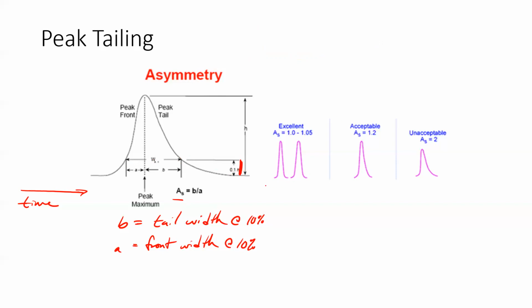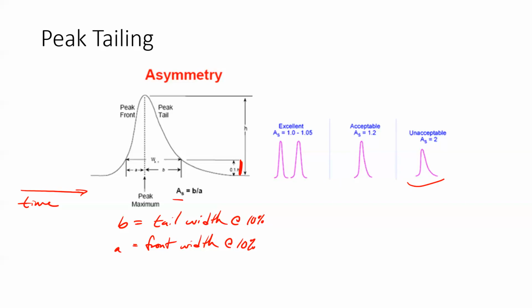And so if we have very little tailing, say 5%, between 1 and 1.05, we say that's pretty good. 20% tailing, that's okay. If it's really asymmetric, we're up here at 200% tailing. That's pretty lousy.